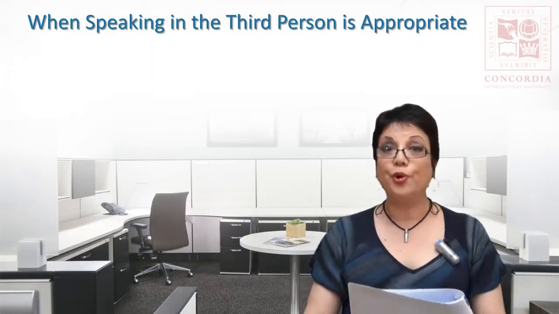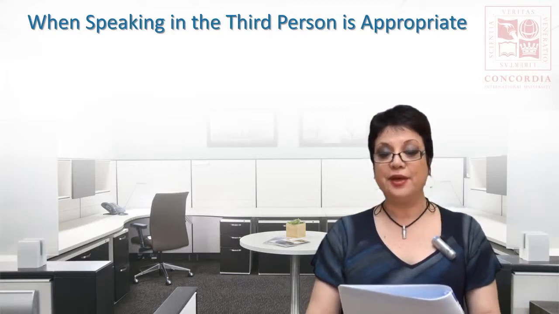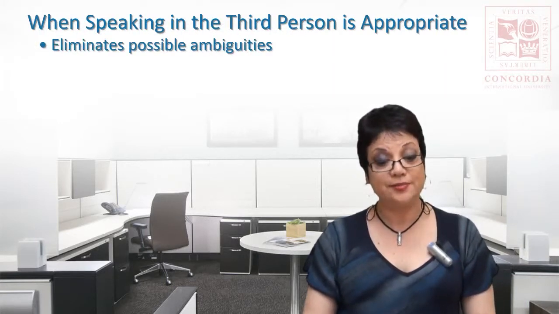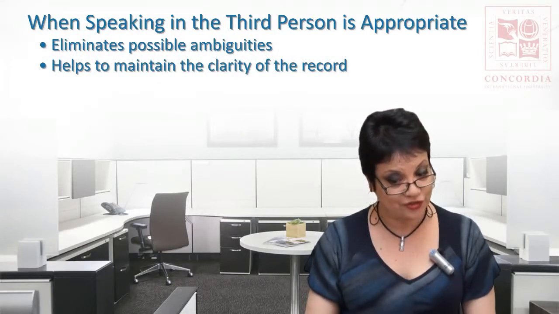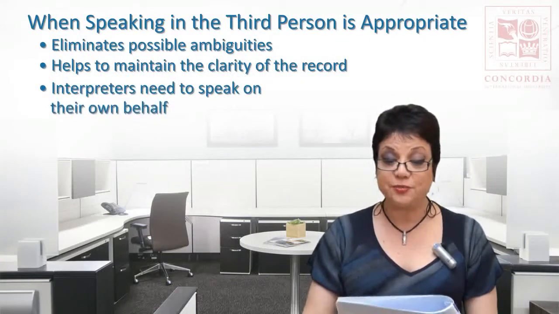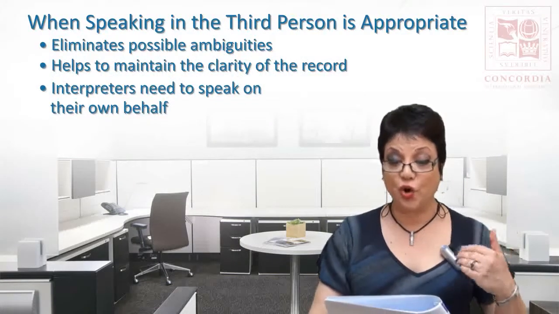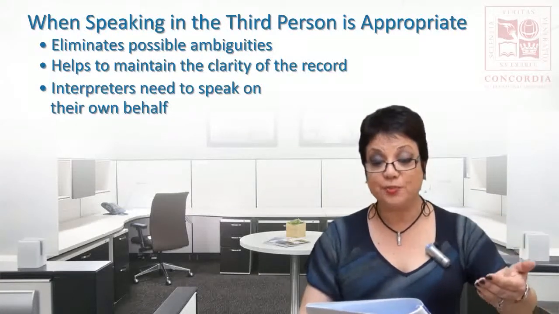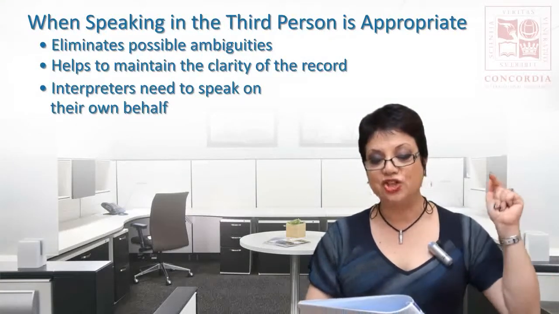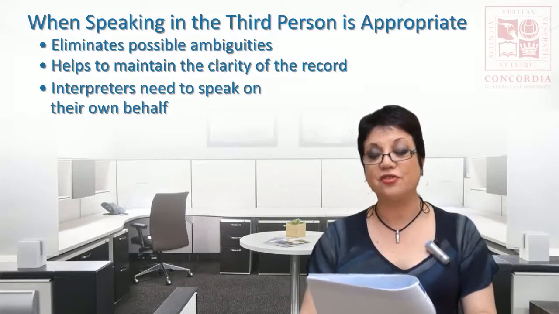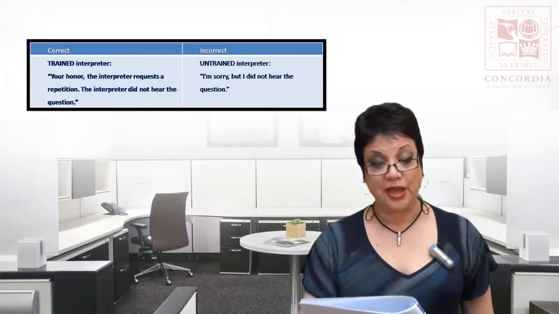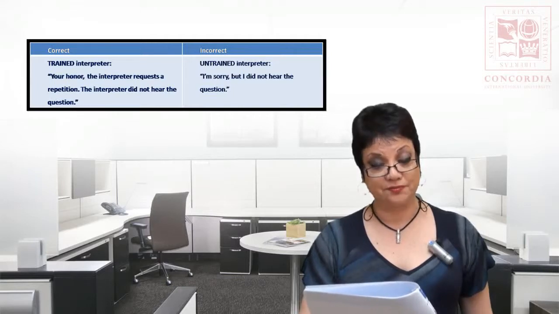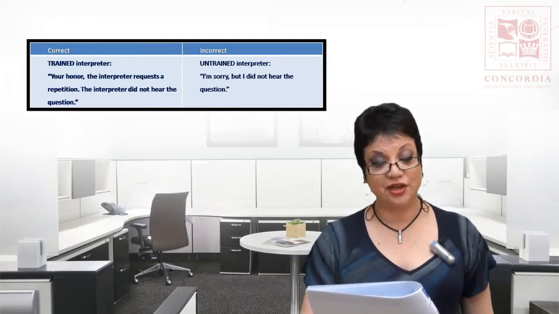Let's look. Proper third-person self-reference by interpreters eliminates possible ambiguities and helps to maintain the clarity of the record. When interpreters need to speak directly to the judge on their own behalf, rather than interpreting the words of someone else, they should always refer to themselves in the third person. What do I mean by that? For example, a trained interpreter would say, Your Honor, the interpreter requests a repetition. The interpreter did not hear the question.